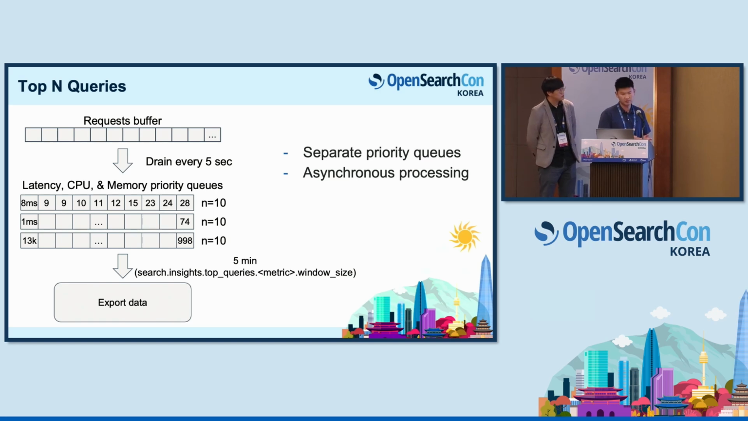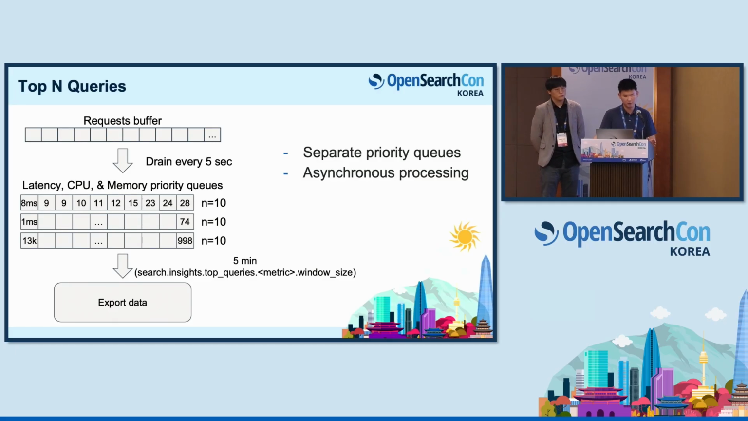Every 5 seconds, the request buffer drains into the 3 priority queues. There's 1 priority queue for each of latency, CPU, and memory. If a request exceeds the minimum latency, CPU, or memory currently in the priority queue, then it gets inserted into the priority queue. Otherwise, that request is ignored. And so these priority queues are of size n, based on the cluster setting that you have configured on your domain. By default, n is equal to 10, and you can have a different n for each metric type.